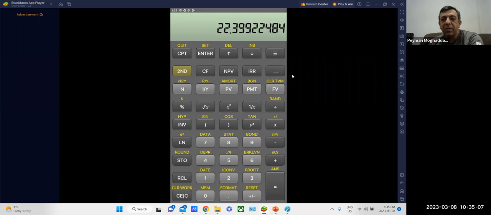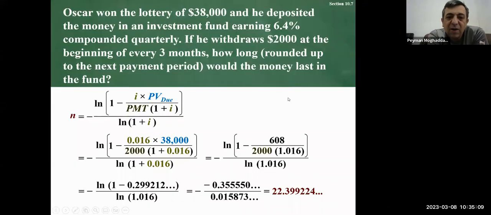Now, as I said, we want to know the number of payments, right? So you can't just say 22.3999. We need to round it up to the next payment period. So how do you round it? It's going to be 23, right? 22 is going to be 23. Round up to the next payment period.